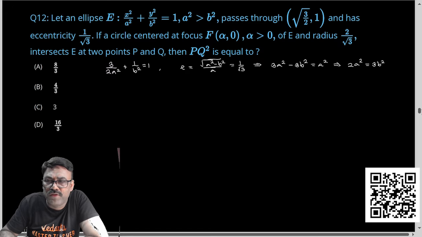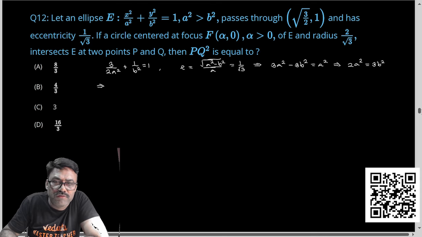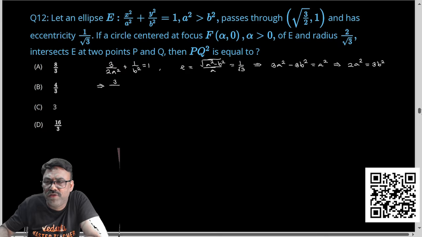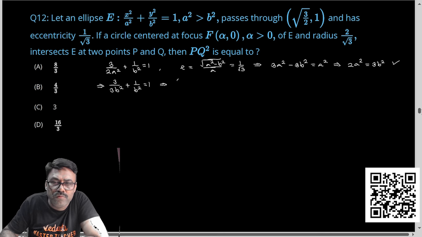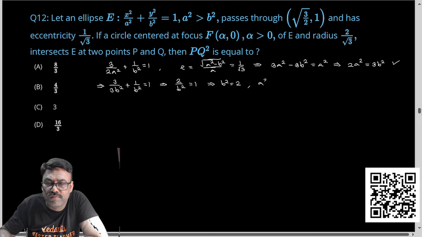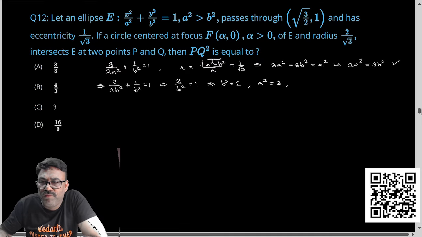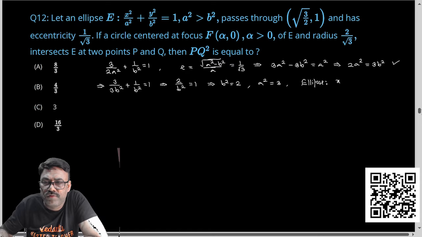Now put the value of 2a square here in this equation. So this equation is 3 over 2a square, and 2a square is here 3b square. So it is 3 over 3b square plus 1 over b square is equal to 1. So this gives you 2 by b square is equal to 1. B square is 2. And when b square is 2, a square is 3. Means your ellipse is x square over 3 plus y square over 2 is equal to 1.